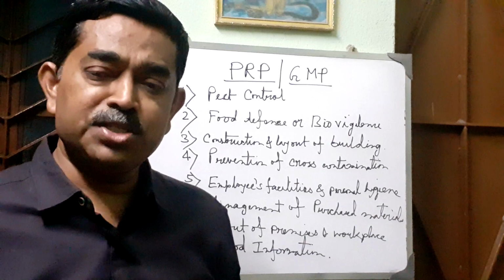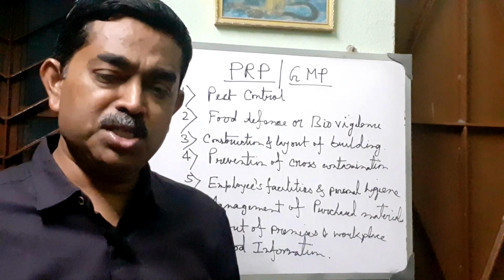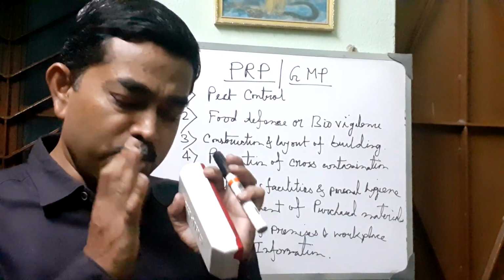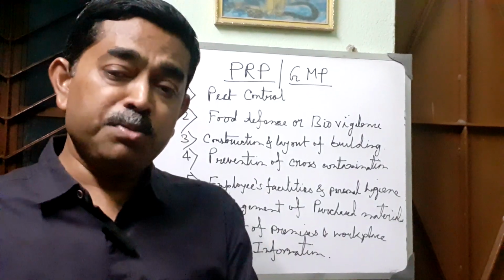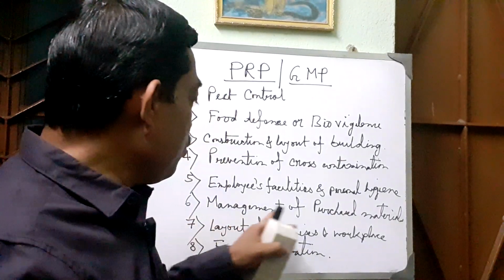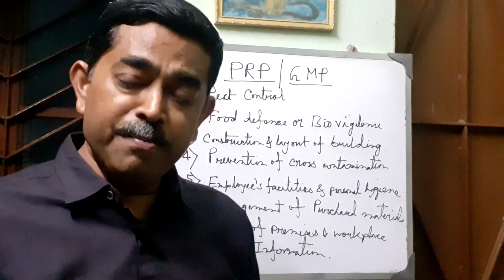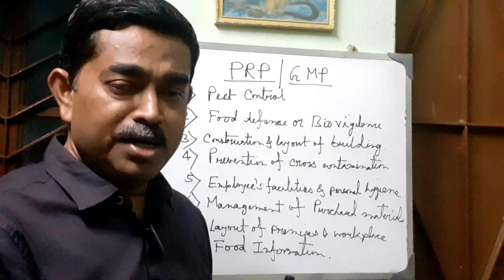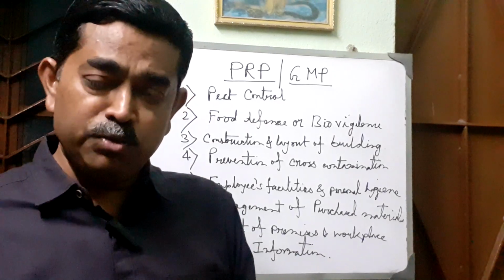Management of purchased material means whatever raw material and packaging material you are procuring from an outside supplier, you have to check the quality, and you should have a specification for that. You should check the quality of the raw material and packaging material according to the specification of the organization, so that it is good. And layout of premises and workplace is also important. The layout should be such that it is clear where product dispatch will be going on and where production will be going on.